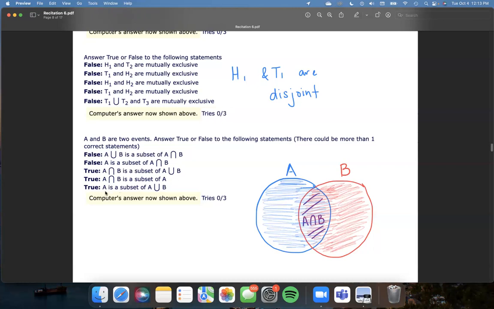And then next, A is a subset of A union B. So this blue is a subset of the blue and the red, including the intersection. So that is true. Because A union B is all of A and all of B, including the intersection. So A is a subset of all of that.